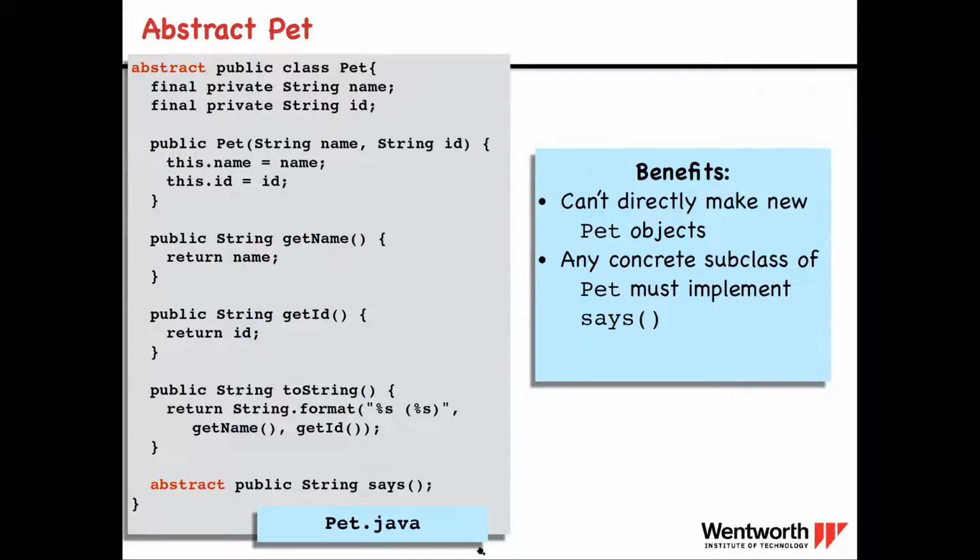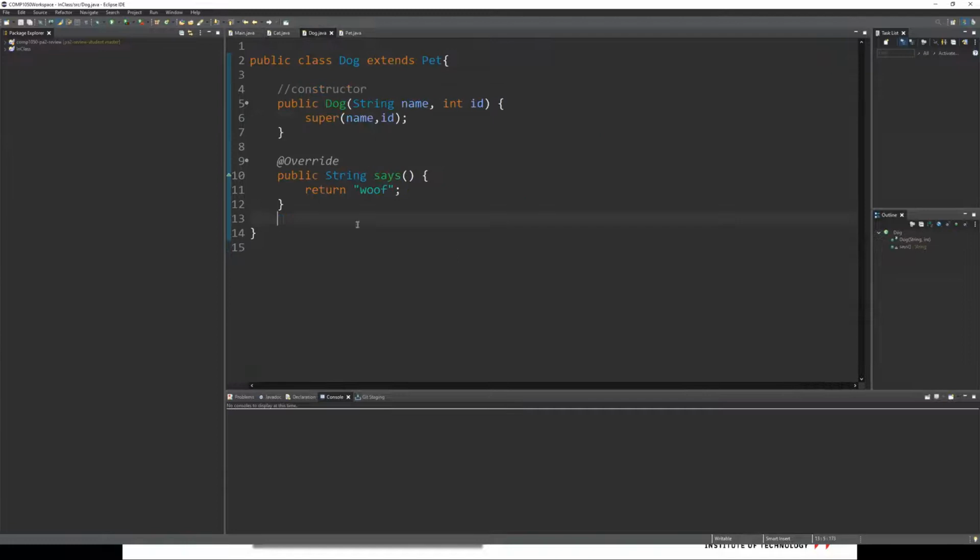All right, so here are those changes we made. The benefits here are that we cannot directly make new pet objects, and that's good. We decided it didn't make sense to create a pet object, so this abstract immediately makes it so we can't. And then as soon as we make some other concrete class, say a cat or a dog or a bird or whatever, they implement says. And we've already done that. If we go back to the code and look in dog, we already implemented says. If I didn't have this, I'll show you what happens.